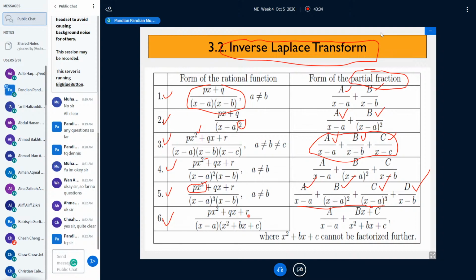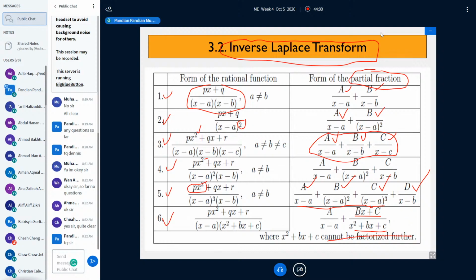The last one is number 6. (Px squared plus qx plus r) over (x minus a) multiplied by (x squared plus bx plus c). This x squared plus bx plus c cannot be factorized. Therefore, the partial fraction will be a over x minus a plus, since this is x squared plus bx plus c, you must have bx plus c as the numerator.